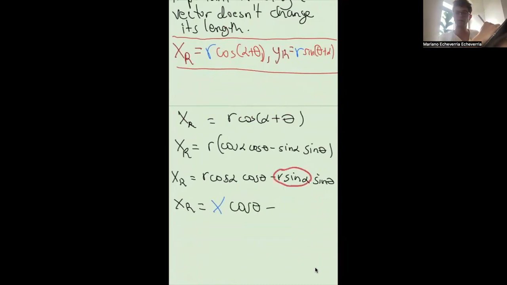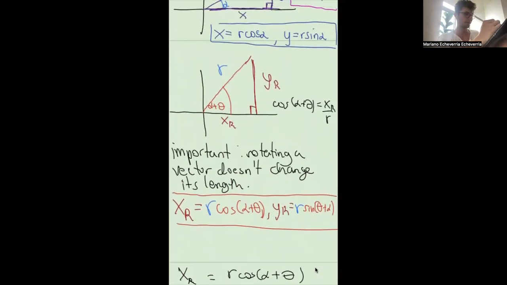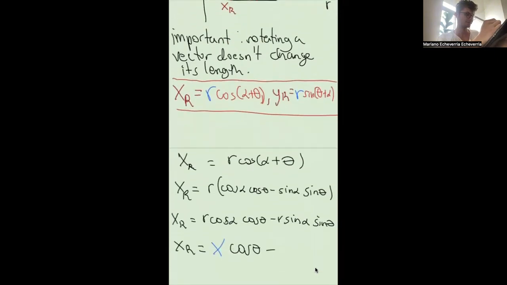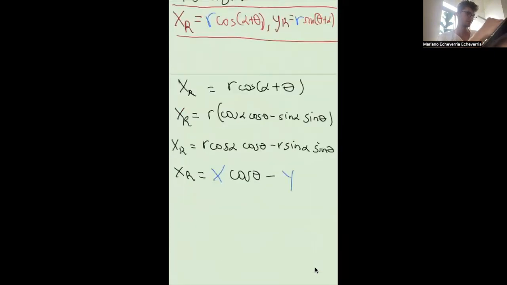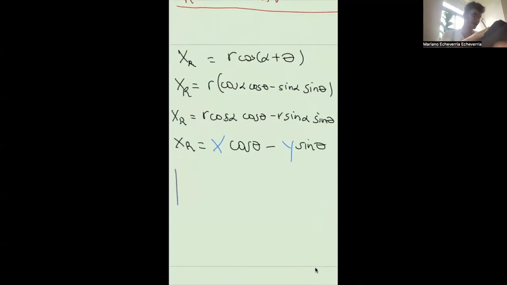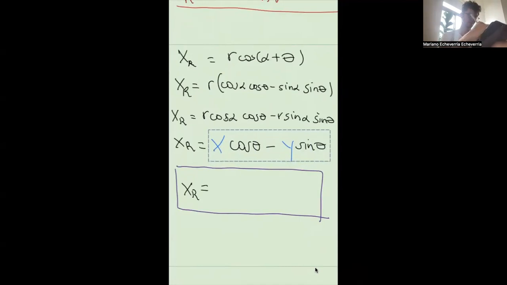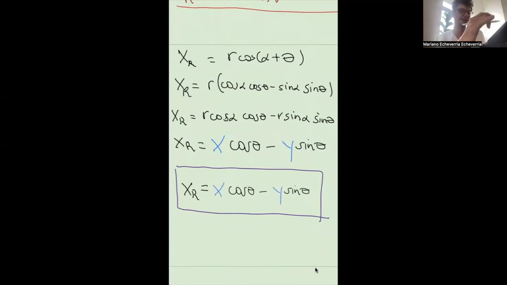And where did we write r sine of alpha before? It's here, that's why. And this is the formula that we were after. It's an important formula, so let me write it again in a box, because this is giving you a formula for x of r in terms of x, y, and the cosine. So you see, this is what we were after, because it's giving you a formula of the new entry of the vector in terms of x, y, and the angle.